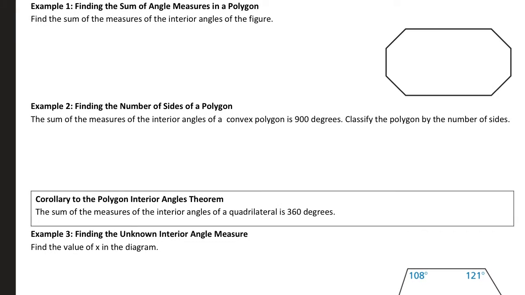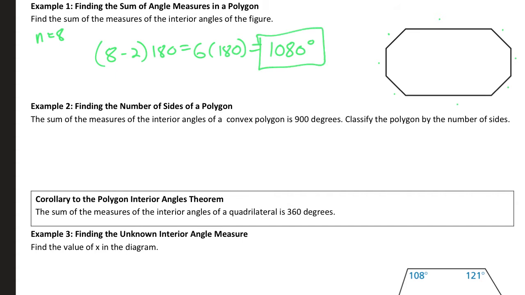In example 1, we look at the shape. The shape has 1, 2, 3, 4, 5, 6, 7, 8 sides. Okay, so our formula is going to be 8 minus 2 times 180, or 6 times 180, which, when I simplify that, is 1080 degrees. That's how I find my sum, by multiplying the number of sides minus 2 times 180.